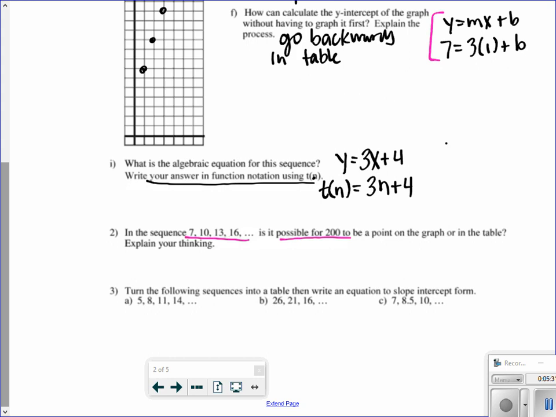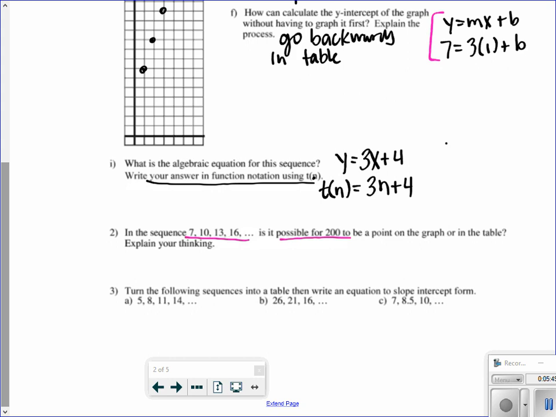What do we have to do? We have to subtract 4. Why would you have to subtract 4? Because it was your y-intercept? Okay, so to figure out if it's in our sequence, what would we have to do? Two steps. What would those two steps be?